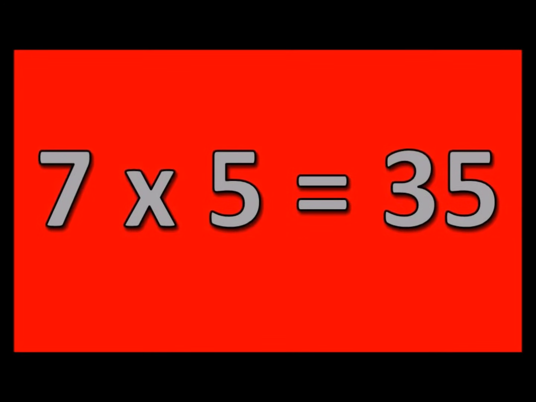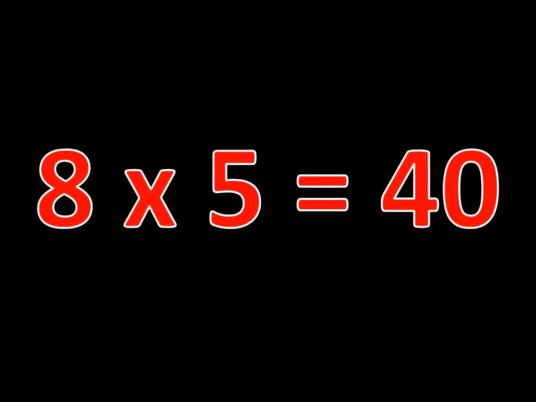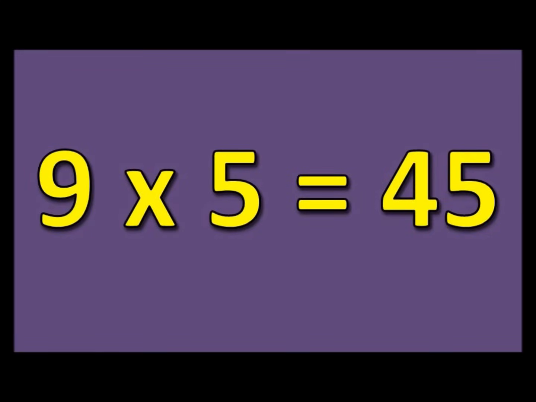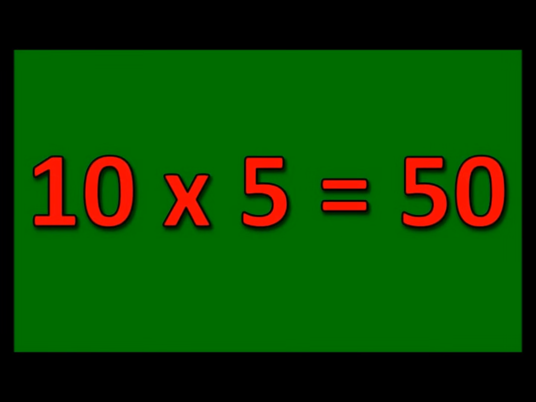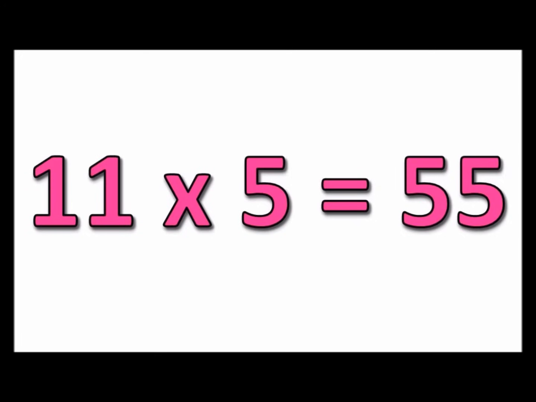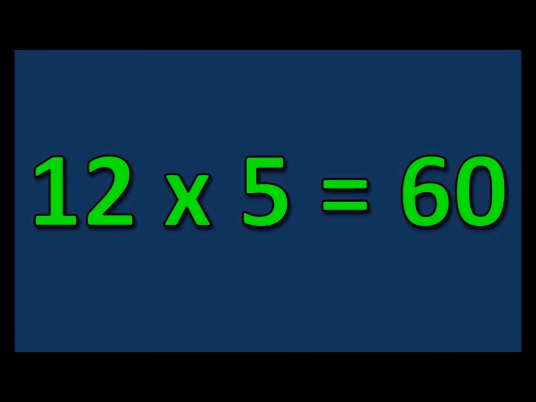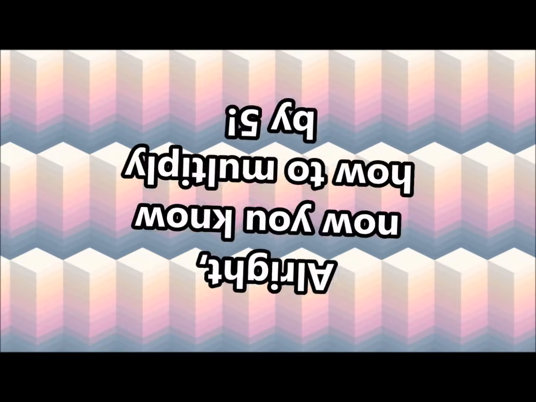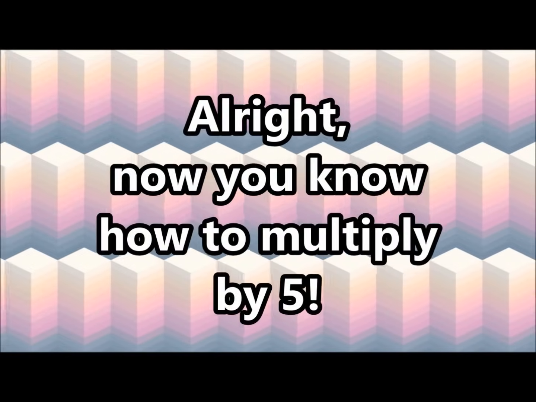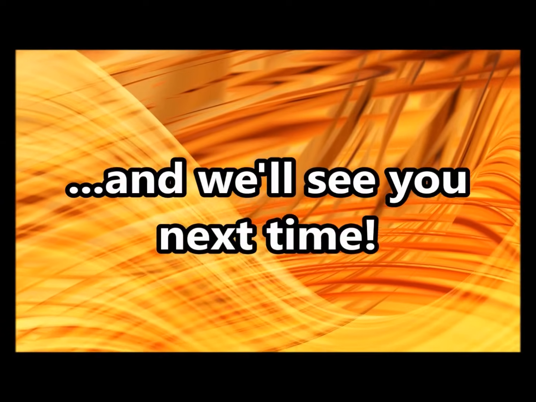7 times 5 is 35. 8 times 5 is 40. 9 times 5 is 45. 10 times 5 is 50. 11 times 5 is 55. 12 times 5 is 60. All right, now you know how to multiply by 5. Just keep practicing your 5 times table, and we'll see you next time.